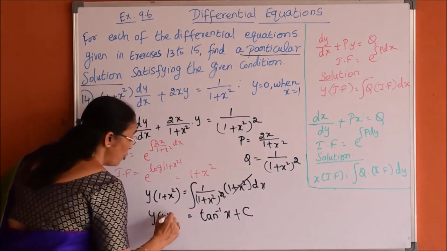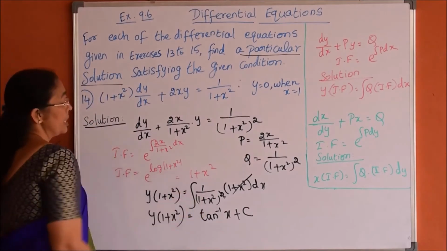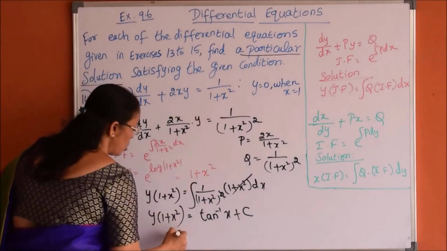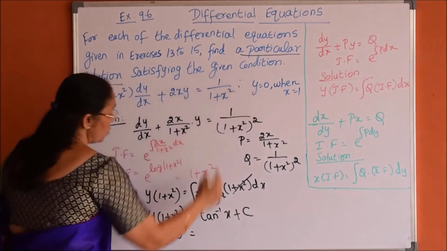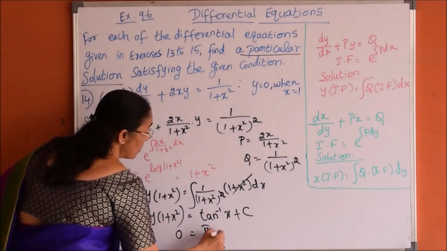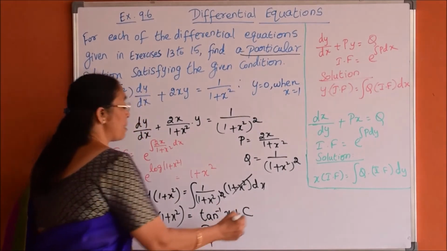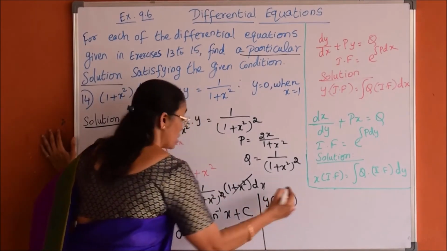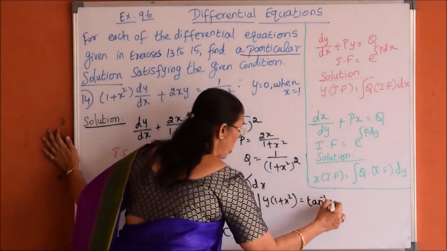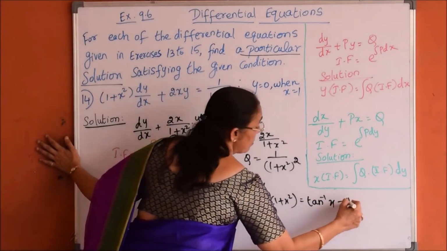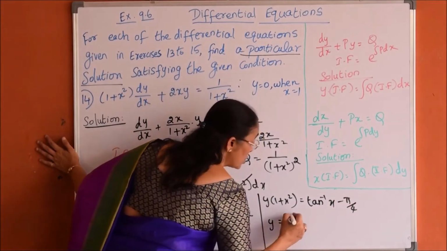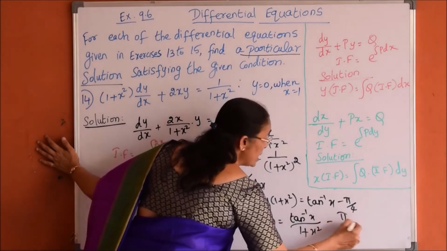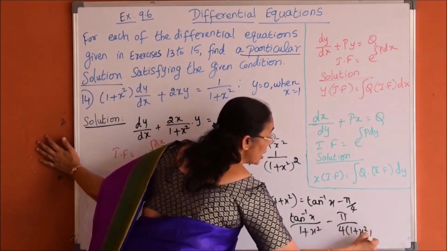So y of 1 plus x square is equal to tan inverse of x plus c. To get the c value, when y is 0, the left hand side will become 0, x is 1, tan inverse of 1 is pi by 4. So c value is minus pi by 4. Substituting the c value, y of 1 plus x square is equal to tan inverse of x minus pi by 4, or y is equal to tan inverse of x divided by 1 plus x square minus pi by 4 of 1 plus x square.